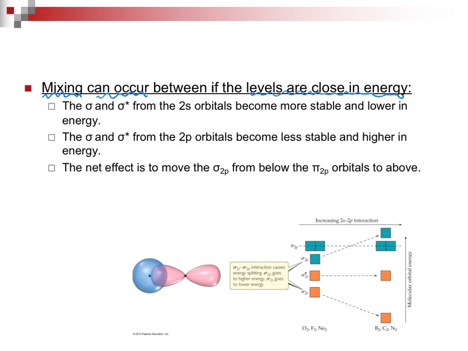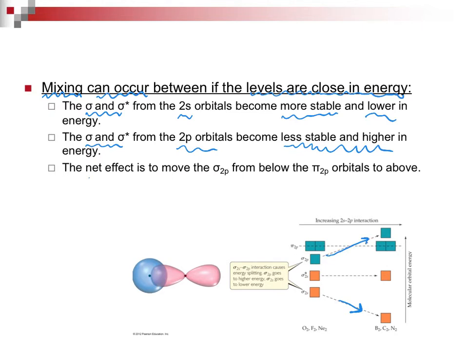Now you're a brand new student. You're going to say, how do you know this? Well, you just have to believe me. The sigma and the sigma star from the 2s, they actually are said to become more stable and they go down lower in energy. I have no problem with that at all. But the sigma and the sigma star from the 2p, they become less stable and they go up higher in energy. I'm just telling you what the theory says, okay?